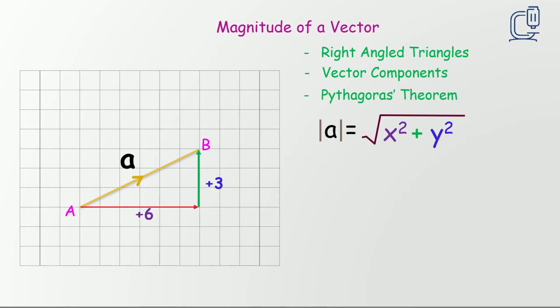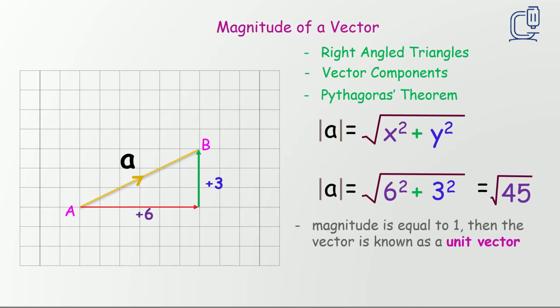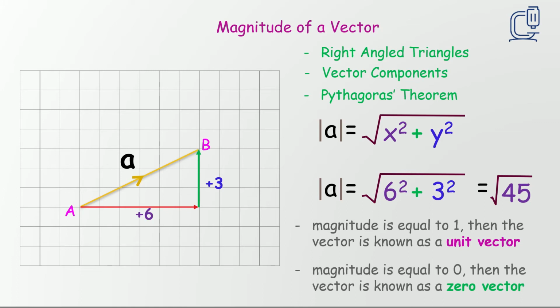Let's substitute these values into the previous equation. So we have the square root of 6 squared plus 3 squared, which gives us square root 45. Now if the magnitude is equal to 1, then the vector is known as a unit vector. If the magnitude is equal to 0, then the vector is known as a zero vector.